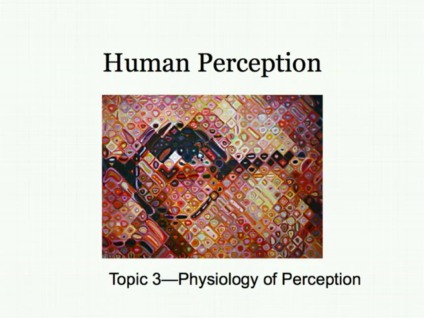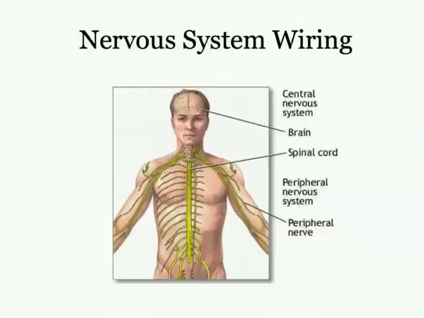I'll start the discussion of topic 3, the physiology of perception. We start by just viewing the fact that the nervous system consists of the peripheral nervous system and the central nervous system. So sensory information enters through the peripheral nervous system and then makes its way to the central nervous system, either via the spine, which is part of the central nervous system, which then goes to the brain, or directly to the brain in the case of, say, audition, olfaction, and vision.